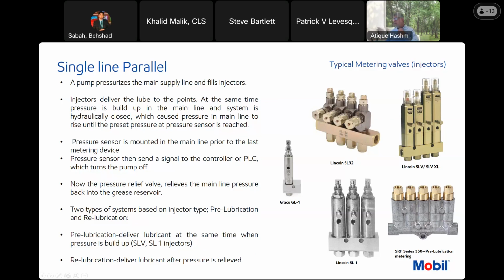And Vashad, on your question, these are the screws where my cursor is. You can adjust the output. So these are the outlets; you can connect your feed lines here. If you open them completely, this will dispense the maximum output. If you close it to the maximum, then it won't dispense. So these are the dispensing adjustment screws.